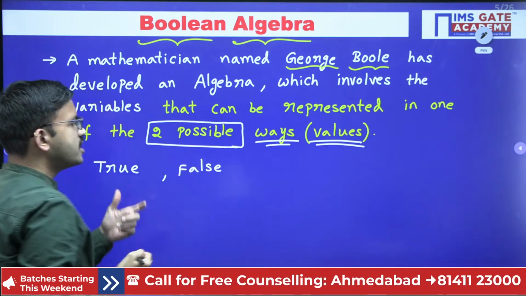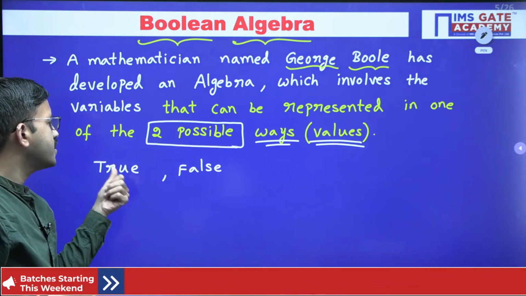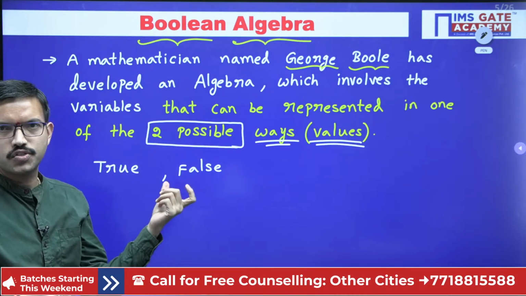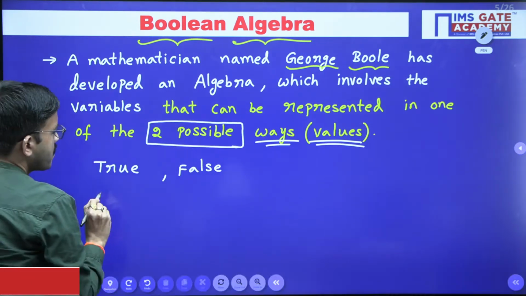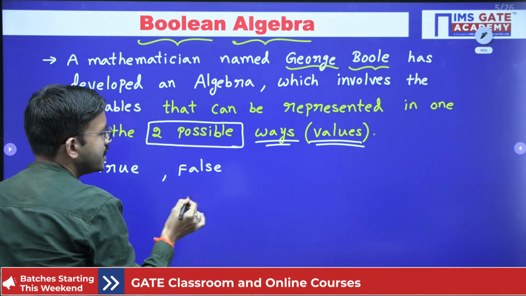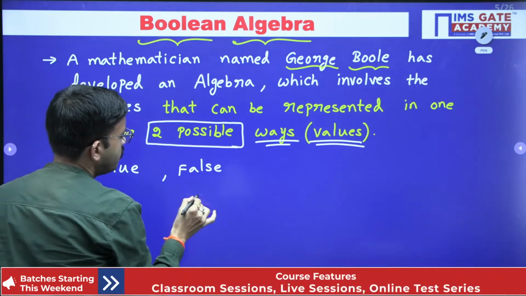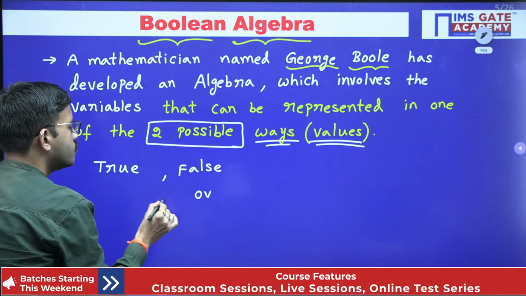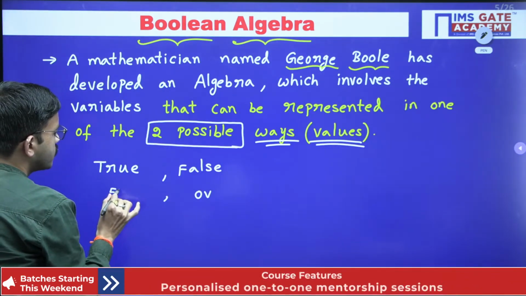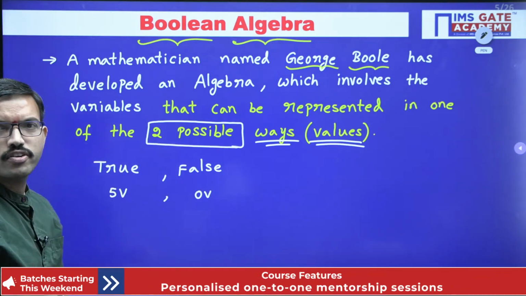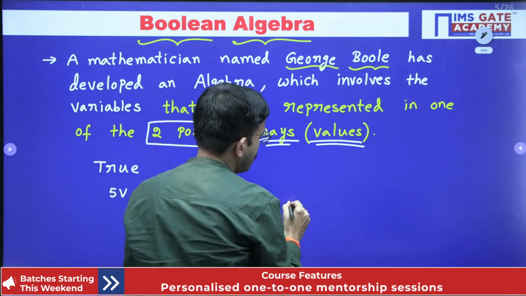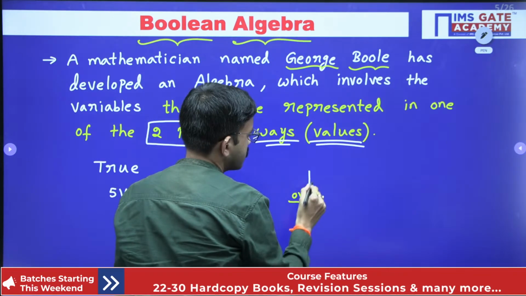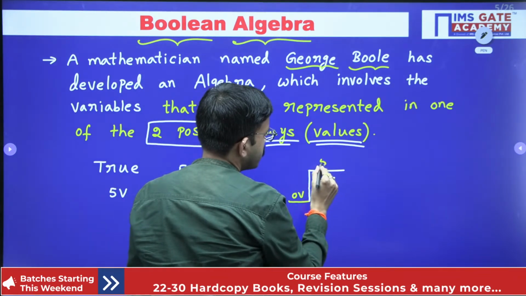So you are having one statement, you can identify whether it is true or false. So that means you are getting only two possible values. Similarly, say for example, you are representing an electrical signal. If you are representing that particular signal with only two possible values, like 0 volt and 5 volt, here this is 0 volt and this is 5 volt.